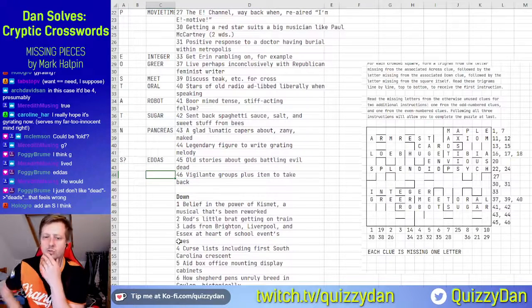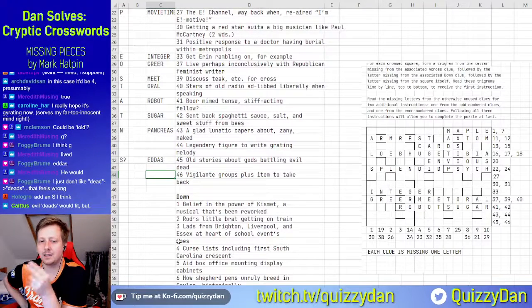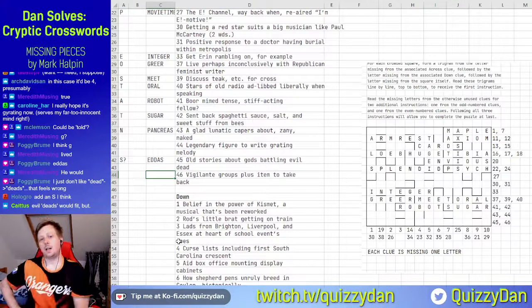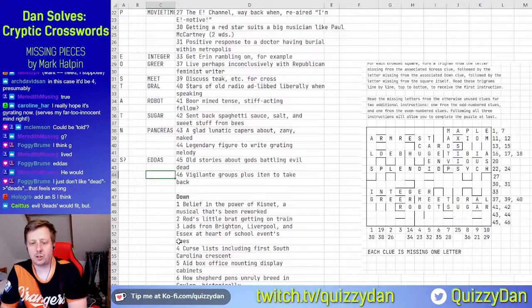46 cross vigilante groups plus item to take back. So this is 8 letters. Everything else has been quite a substantial change, and just putting an S on does feel a bit of a cheat, so that's why we're not quite happy with it. Vigilante groups plus item to take back. Reseed, vigilante groups plus item plus thing. So object. Of course, we're adding on a letter plus item to take back to.